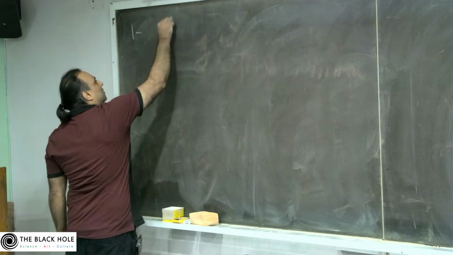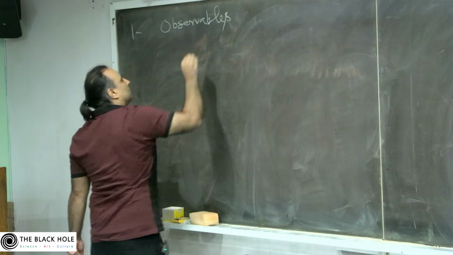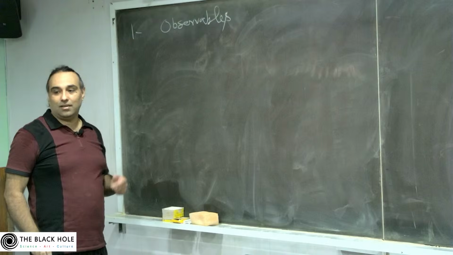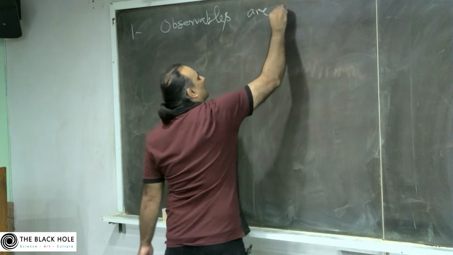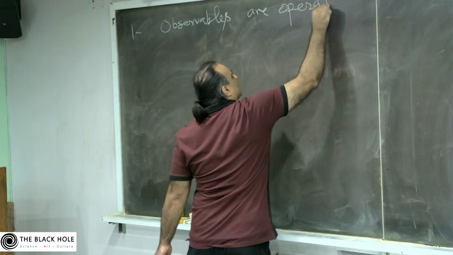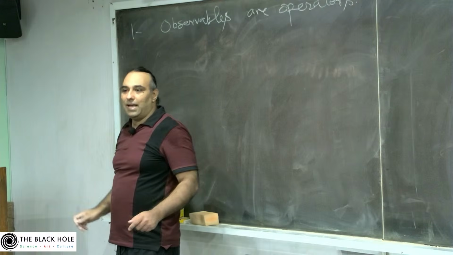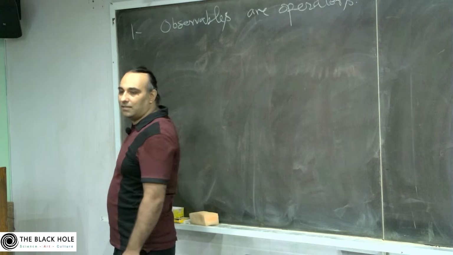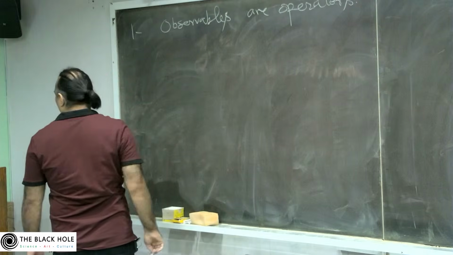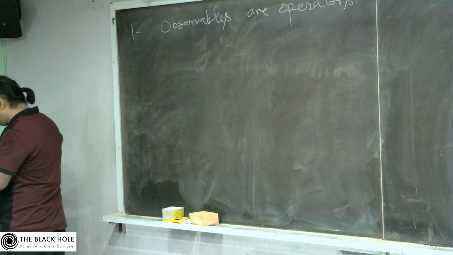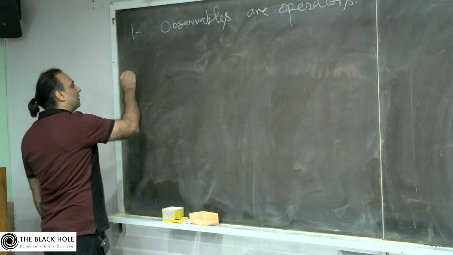So observables are represented as operators. Every quantum system has its Hilbert space, and these are operators acting on that Hilbert space. Okay. So they are operators, and that's one postulate.